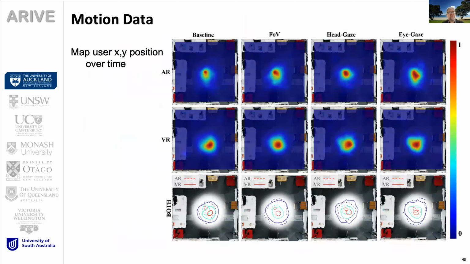One of the interesting measures we used, though, was looking at motion data. And so you can see here a heat map showing how people moved around. And then you could calculate the area of the heat map to see how much they moved. So for example, in the baseline condition, the AR circle is quite small, and the VR circle is much bigger, about 50% larger area, showing that the person in VR walked around more than the person in AR did.